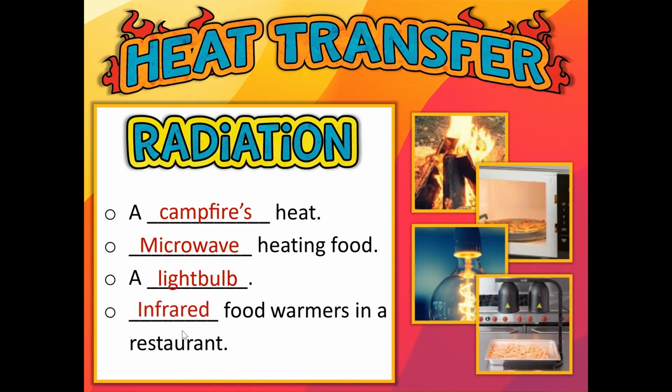And infrared warmers in a restaurant. That's an example of radiation because it doesn't just transfer heat to keep the food warm in one direction. It transfers heat in all different directions, so all parts of the food can get warm. These are four examples of what radiation is.